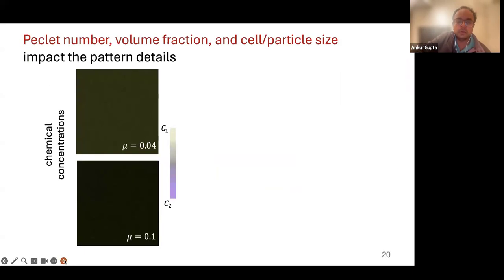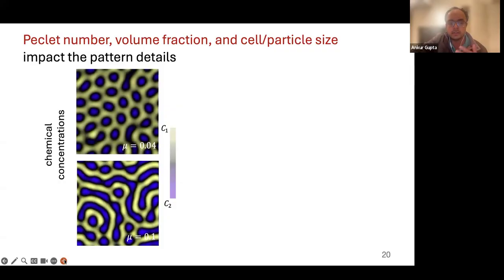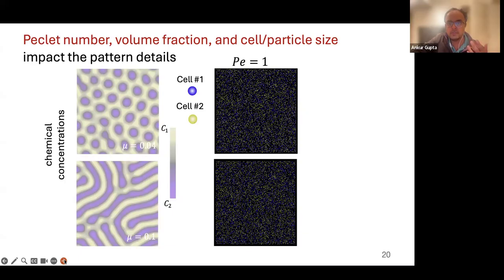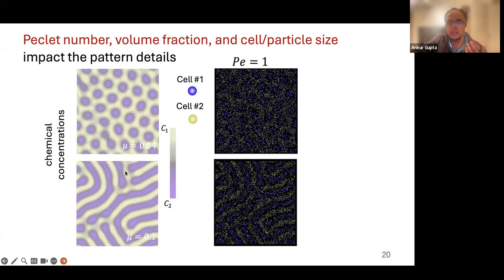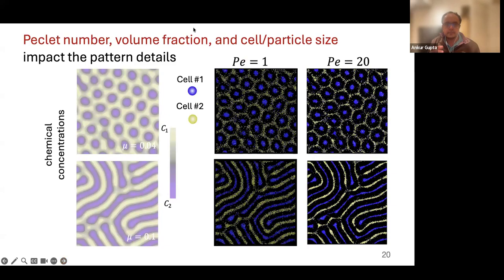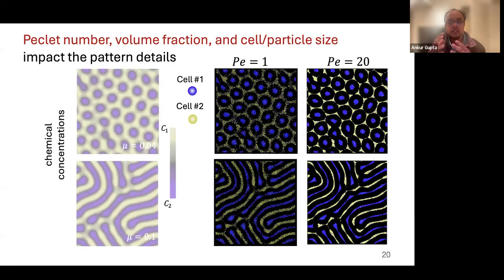So now this is how it works. What you're seeing is the chemical concentration of two species using different parameters in the Turing model. You get hexagons and stripes, the usual things. Then we have two cells assembling at different Peclet numbers, a Peclet number of 1 and a Peclet number of 20. And you can see we can create these different patterns. Here I want to point out that the yellow cells might get trapped with the blue cells.